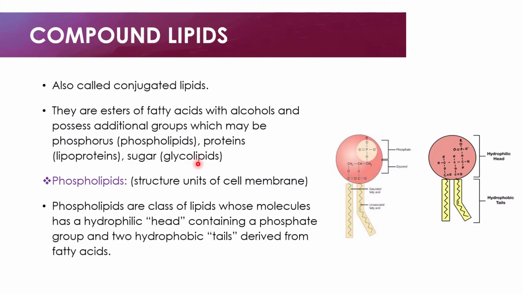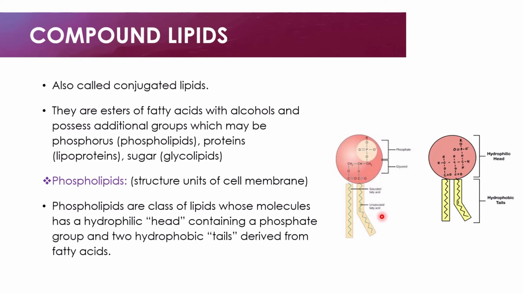So let us look at phospholipids. First of all, phospholipids are the structural units of the cell membrane. Phospholipids are a class of lipids whose molecules have a hydrophilic head containing a phosphate group and two hydrophobic tails derived from fatty acids. If we look at the structure over here, this is the hydrophilic head of the phospholipid, and this is the hydrophobic tail of the phospholipid.